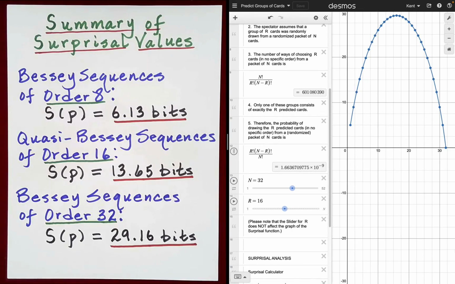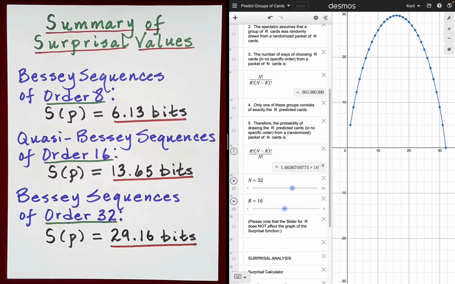And the other interpretation that we gave that's quite fun is the 6 bits for Bessey Sequences of Order 8 is the level of surprise associated with scoring 100% on a true-false quiz for which you did not study and you randomly guessed answers. For quasi-Bessey Sequences of Order 16, it's similar to a 14 true-false question quiz in which you nail it even though you randomly guessed on all of the answers.